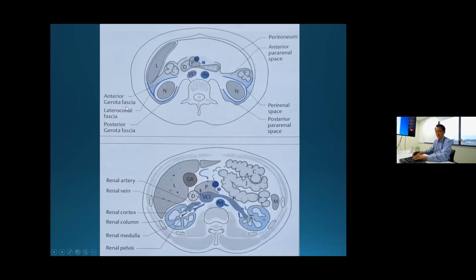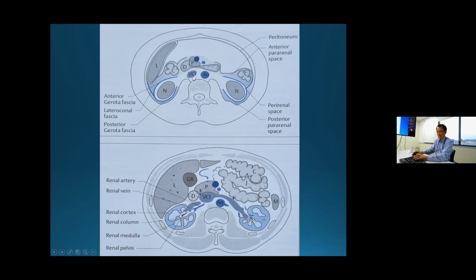In the retroperitoneum, you have the kidneys. Peri is all around, para is adjacent. So there is the posterior Gerota's fascia and the anterior Gerota's fascia, and this is called the anterior pararenal space and the posterior pararenal space. If there's a tumor, you have to report in which space: anterior pararenal, posterior pararenal, or perirenal.